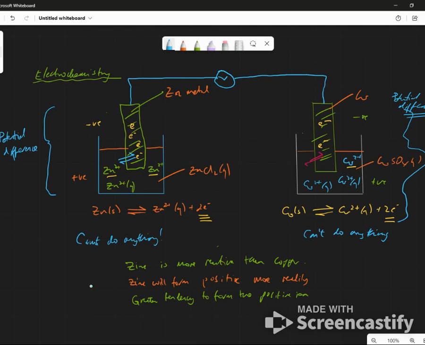Now, even though the zinc metal is negative and the copper metal is also negative, yet one is more negative than the other. And therefore, which way will electrons flow? From which side to which side?